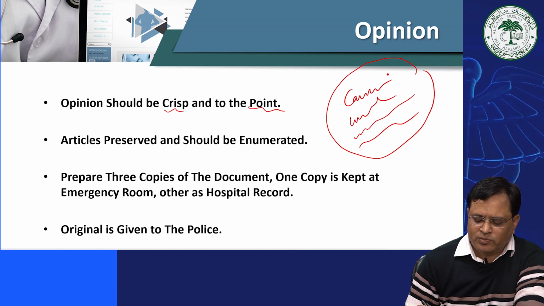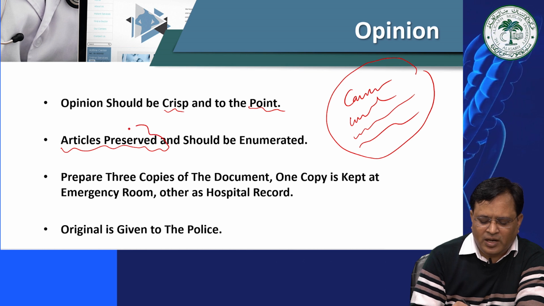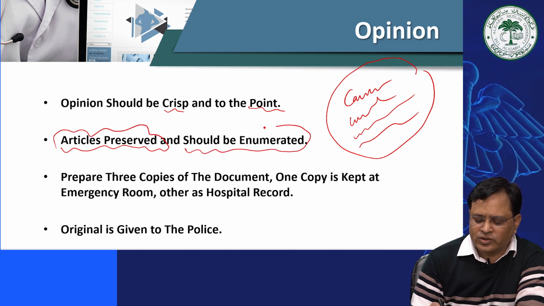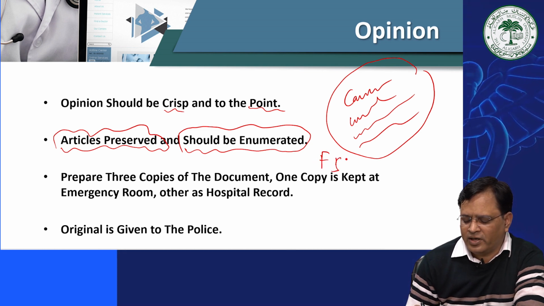Articles preserved should be enumerated. If we preserve something from the patient, like a bullet or a weapon, or any cloth and so on, then it should be preserved and sent to the FSL for examination.